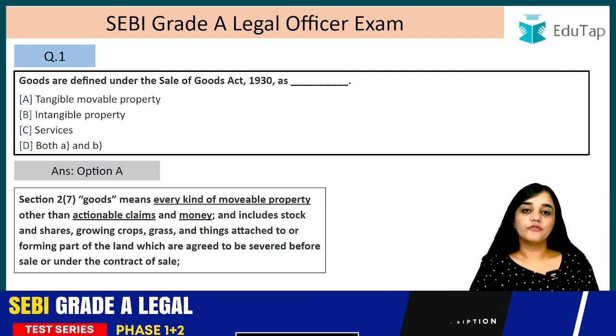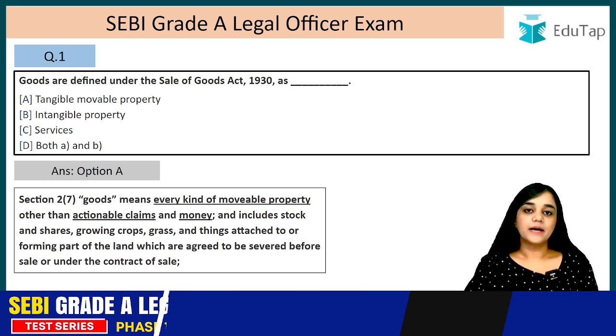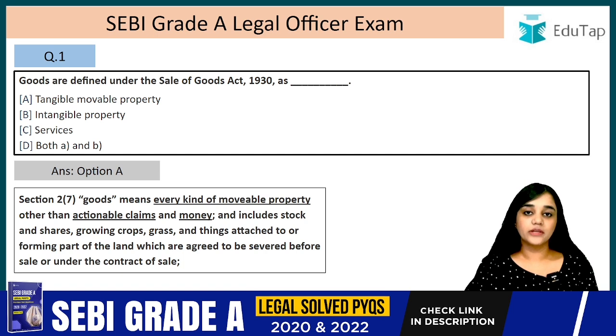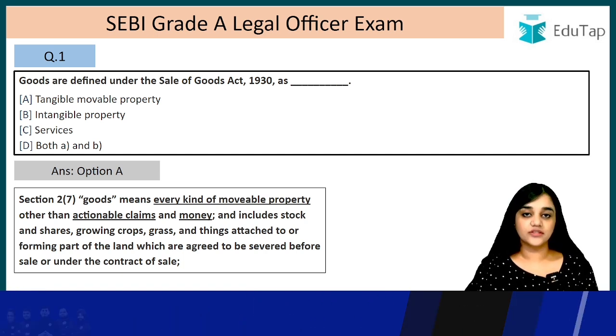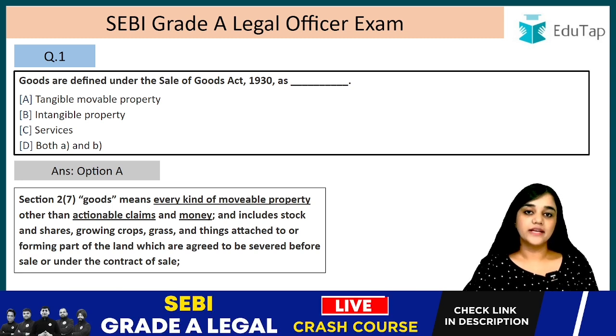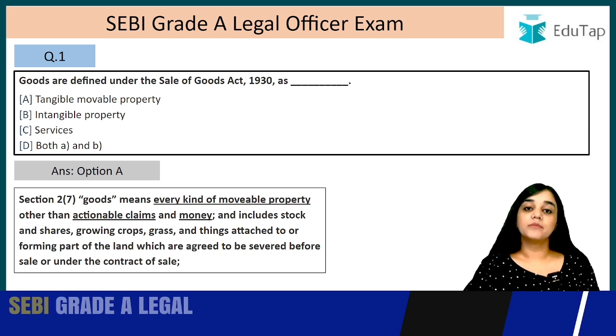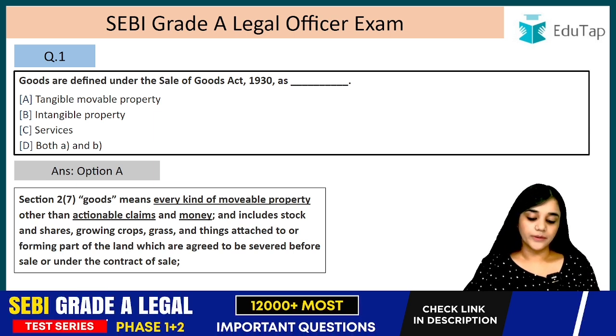Other examples of an actionable claim could be, for example, you have not received your salary for 4-5 months, right? So this is your actionable claim. You can move to the court. This is your actionable claim. So employee's right to salary, it forms an actionable claim. So an actionable claim is not considered to be a good.